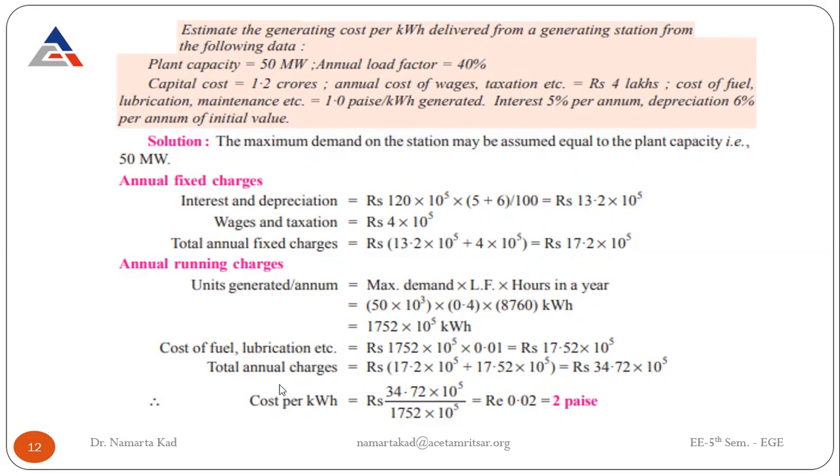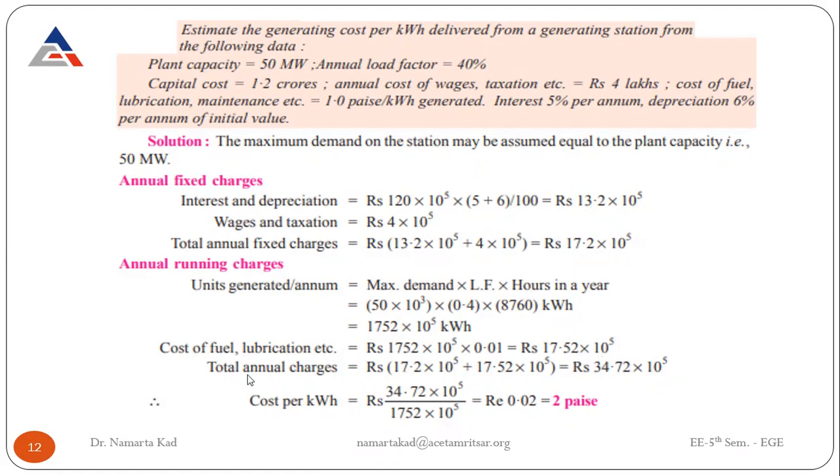For the cost of fuel, it is given here as 1.0 paisa per kilowatt hour generated. So what is the total cost of fuel? We write 1 paisa as 0.01 rupees, multiplied by the energy generated. So it comes out to be 17.52 into 10 raised to power 5. That is the cost of fuel.